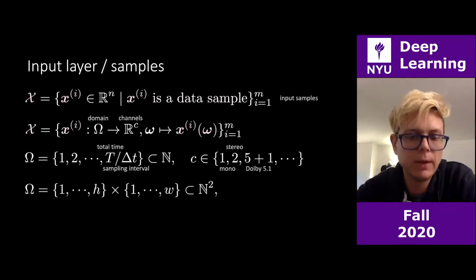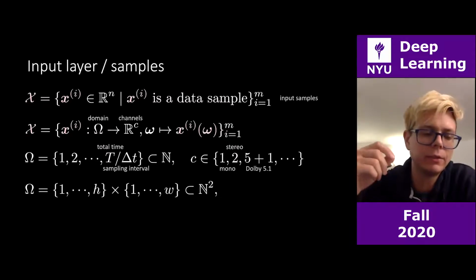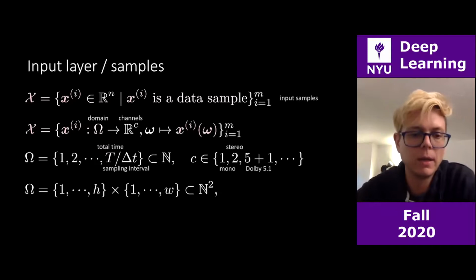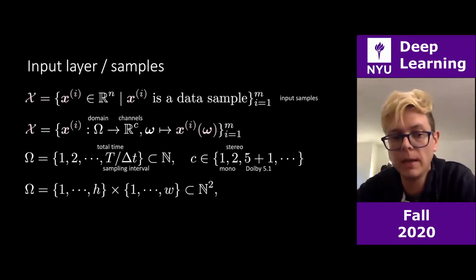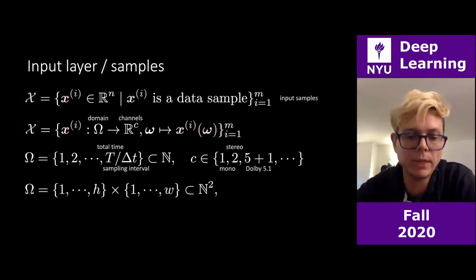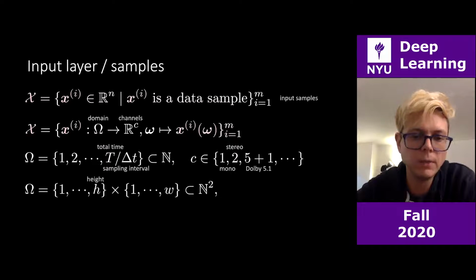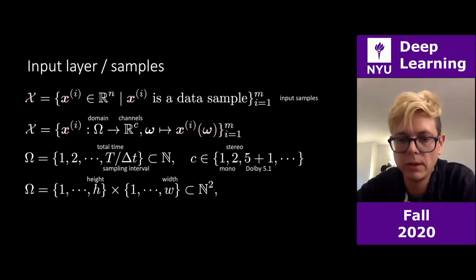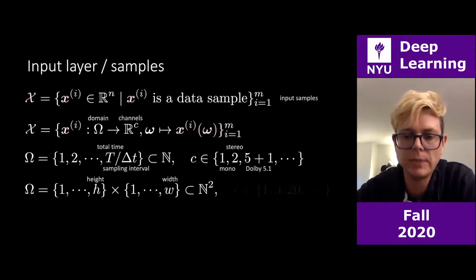But definitely we can go for a higher dimensional signal, right? So a signal that is defined on a larger domain. In this case, my domain is going to be a Cartesian product between these two sets. The first one goes from 1 to height, and the second one is going to be from 1 to width. And these are a subset of N squared, the natural numbers squared, right?